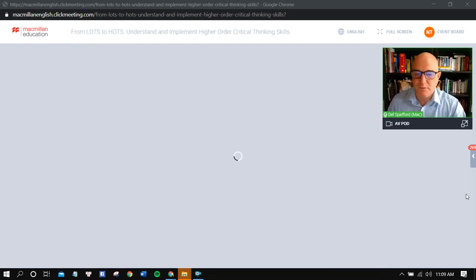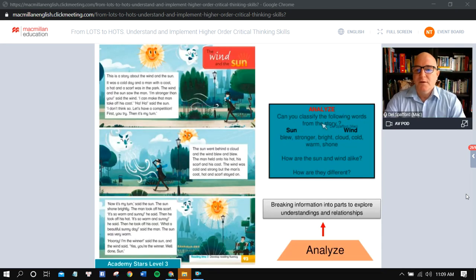So here's what I've got for analyze. So when we think about classifying, what I did was I took out some of the words from the story. So blue, stronger, bright, cloud, cold, warm, and shone. And students would then have to match these or put them in the category. So blue matches with wind, of course. And as students read the story, I'm stronger than you, said the wind. So stronger would be wind. And then we can think about how are the sun and the wind alike and how are they different as well. So we can analyze the 2 different characters. Now we've got evaluate and create to come. So let's keep going. I think this is going to be useful.